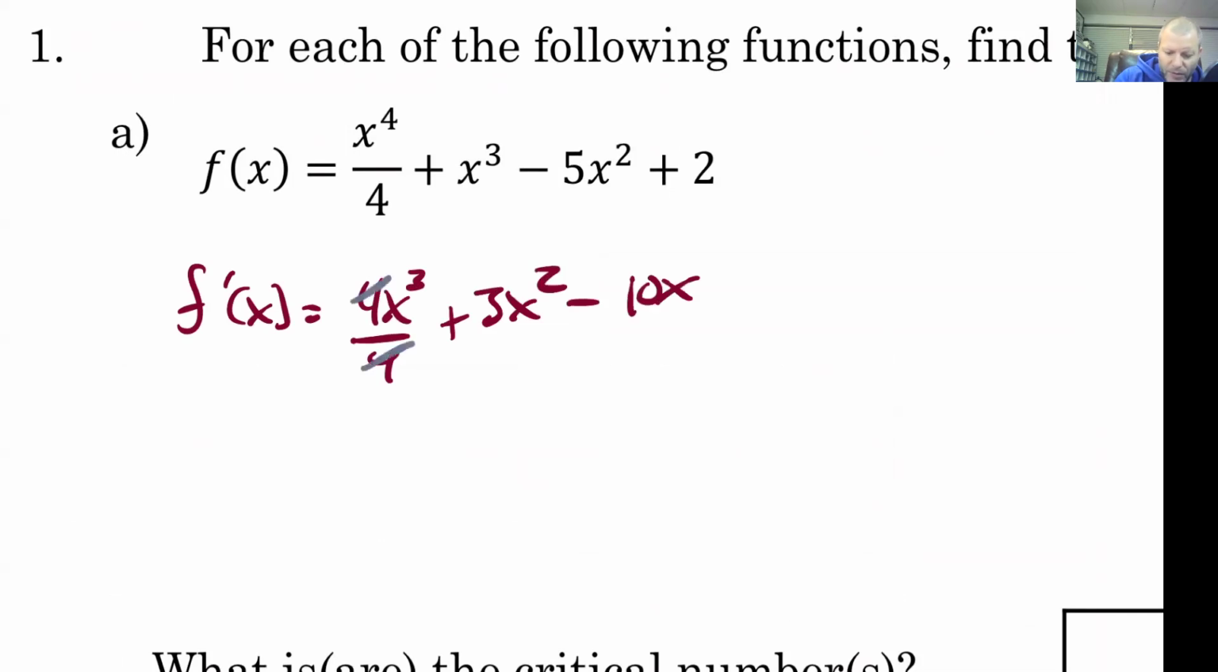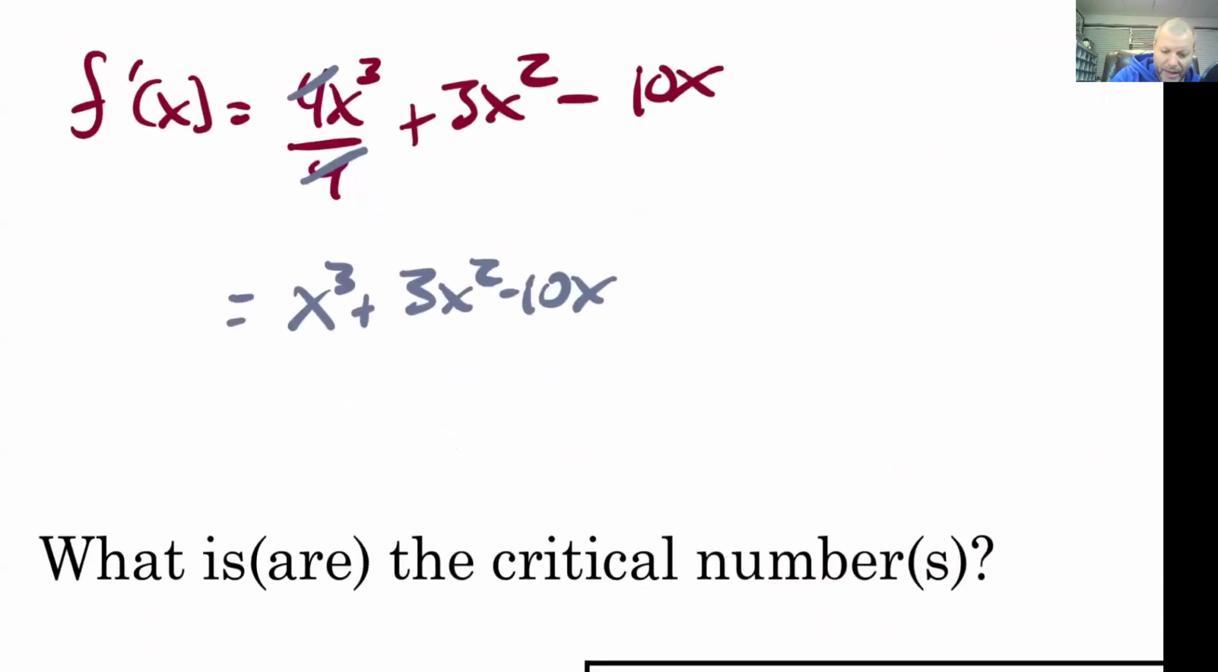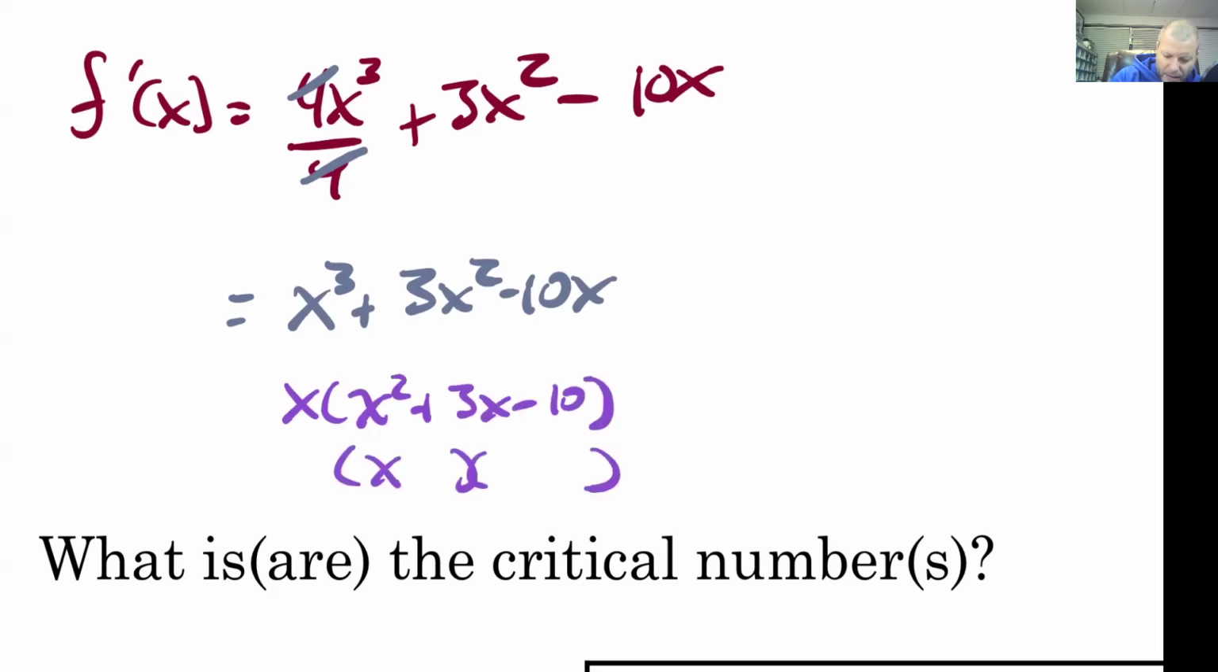And then we can cancel those 4's out. And we're left with x cubed plus 3x squared minus 10x. All right, so then we can take this and pull out a greatest common factor of x. So that's going to be x squared plus 3x minus 10. And then can we factor this? Yeah, this is going to be an x plus 5, x minus 2. All right, so here's our derivative.